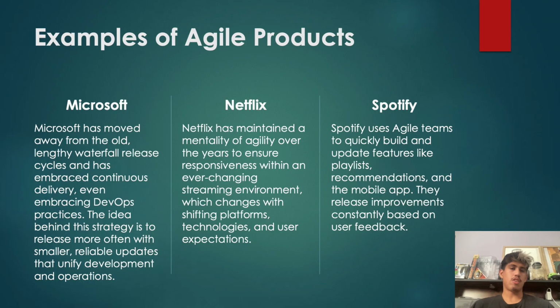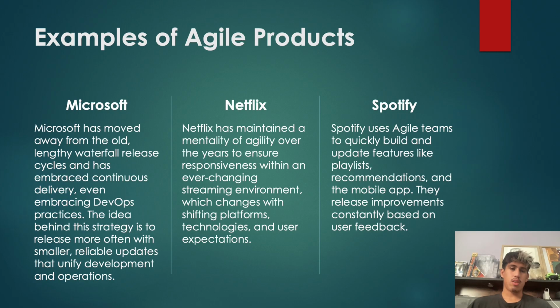So, some examples of agile products. I have 3. The first one would be Microsoft. Microsoft has moved away from the old lengthy waterfall release cycles and has embraced continuous delivery, even embracing DevOps practices. The idea behind this strategy is to release more often smaller, reliable updates that unify development and operations.